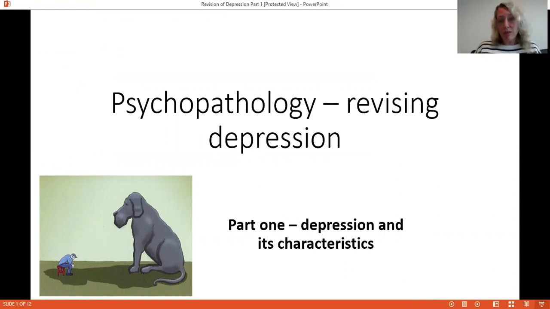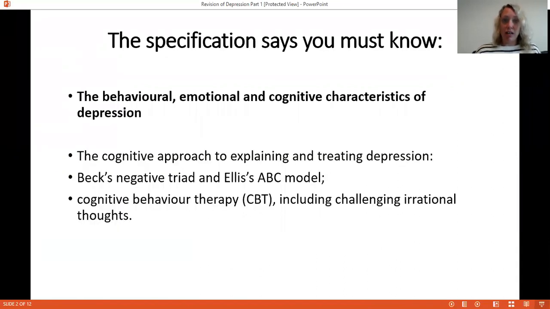The reason why it's part 1 is because we're focusing on this one on the emotional, behavioural and cognitive characteristics of depression, which you need for psychopathology. And then in part 2, we will focus on the cognitive explanations for and the cognitive approach to treating depression.